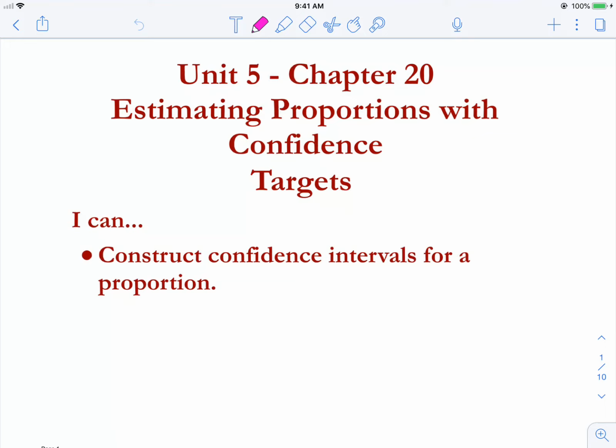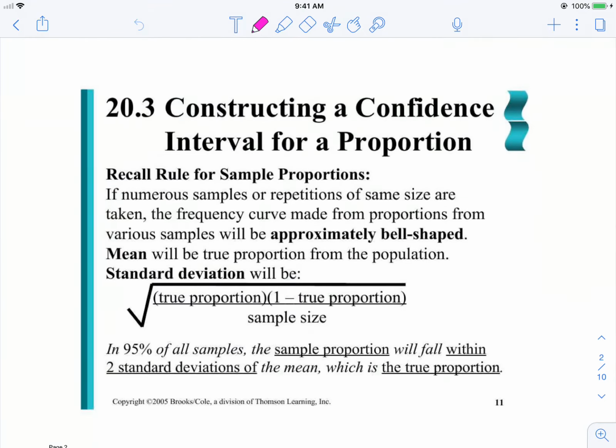Today we're going to work on our second part of this lesson with confidence intervals for a proportion. Today we're going to look at actually constructing the confidence interval, and this is based off of the rule for sample proportions that we looked at last week.